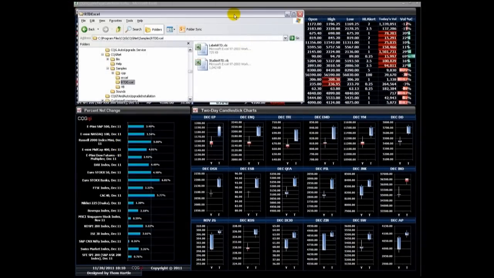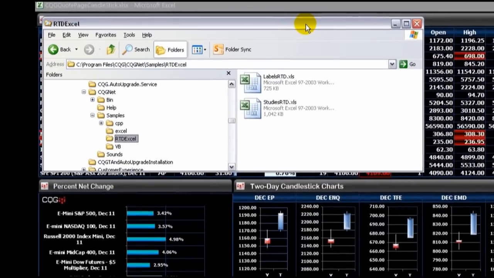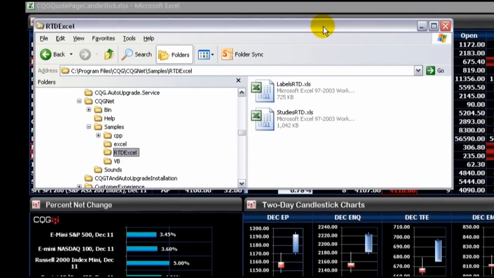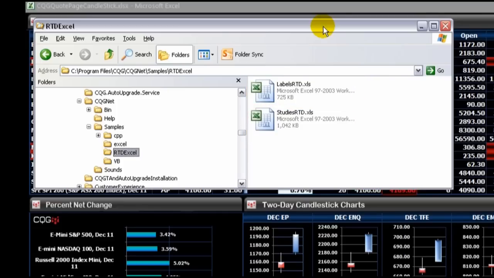When you install or upgrade your CQG client, there are two RTD sample spreadsheets included. They are located in the Samples folder in your CQG Net folder. The first spreadsheet is called Labels RTD. The second is called Studies RTD. These two sample spreadsheets offer you the basics of using RTD formulas, as well as examples of display pages.